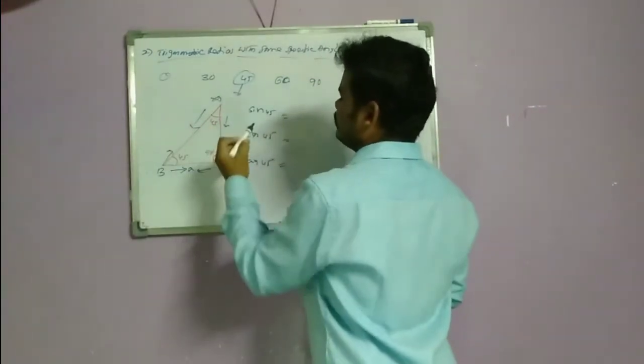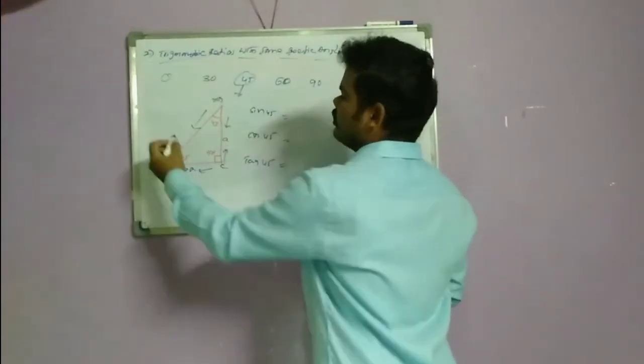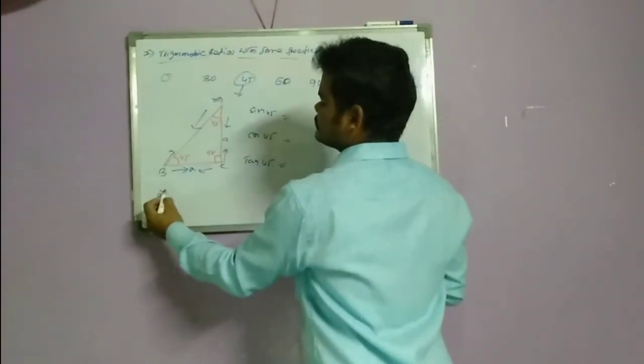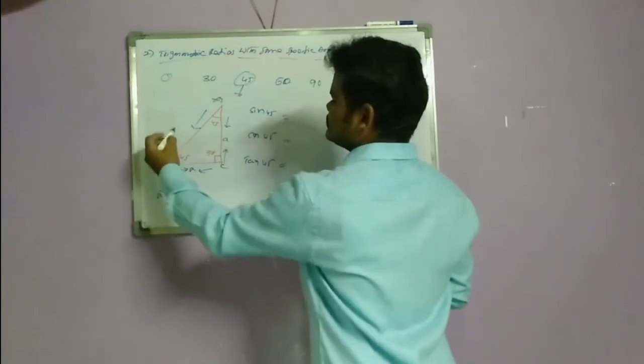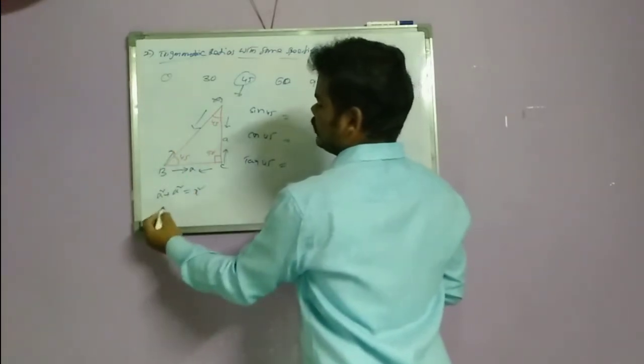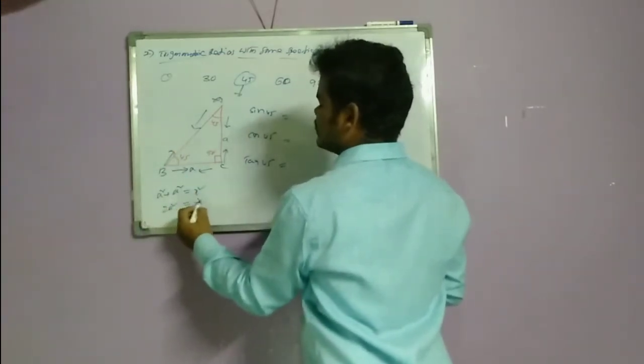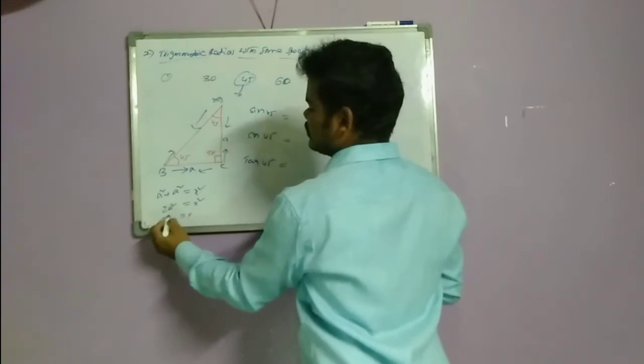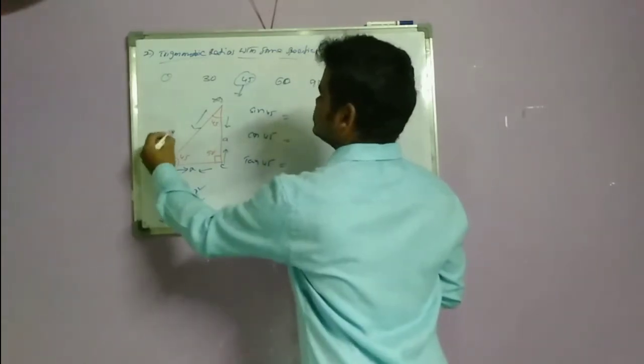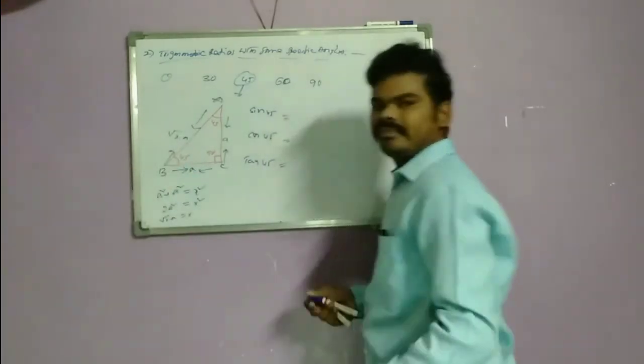If the length of this is also a, what about this one? A square plus a square gives some x square. Now 2a square is equal to x square. x is equal to under root 2 into a. This is root 2 into a.